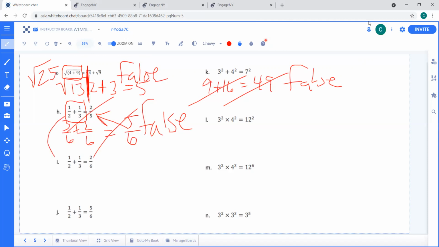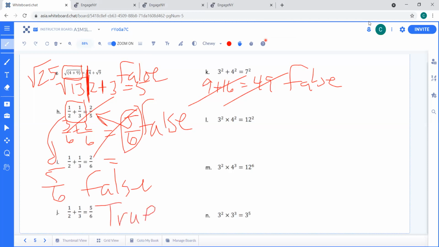And I'm going to go ahead and look at this one down here because I see that this is the same thing, and that's still not true. That's still going to be false. So it should be 5/6. Not 2 over 6. No, this one's finally true. Look, just done 3 problems just like that. Because I know that this is equal to 5/6. So we're good there.